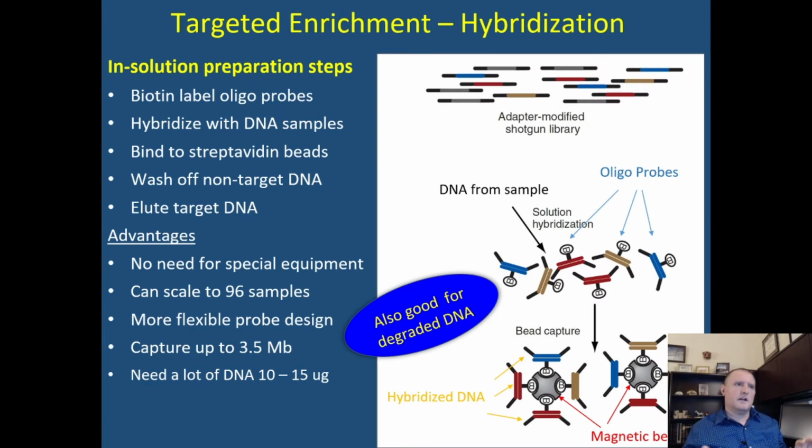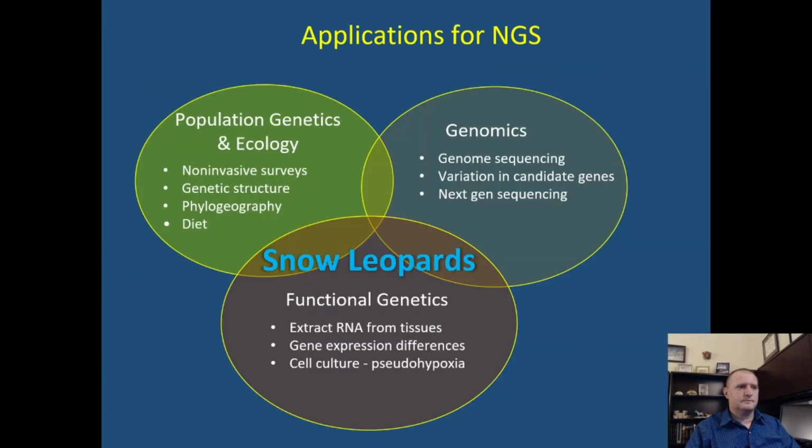Now, there's a trade-off between PCR and hybridization, right? If you want to sequence a smaller number of markers for more samples, probably the PCR approach is the way to go. If you want to sequence more markers for fewer samples, target enrichment using hybridization would probably be more efficient. But both of those strategies would work well.